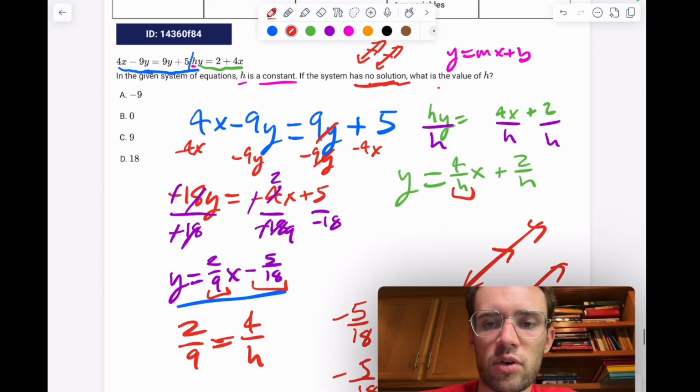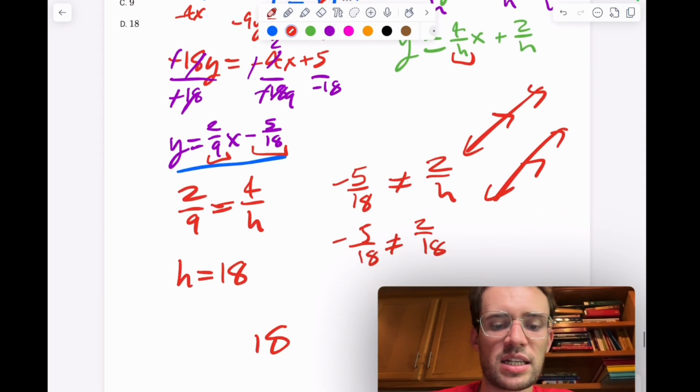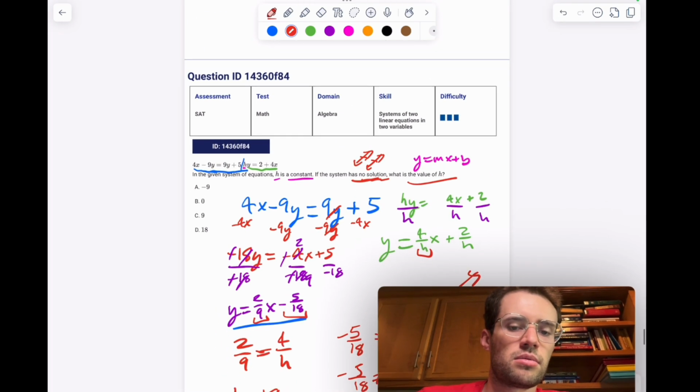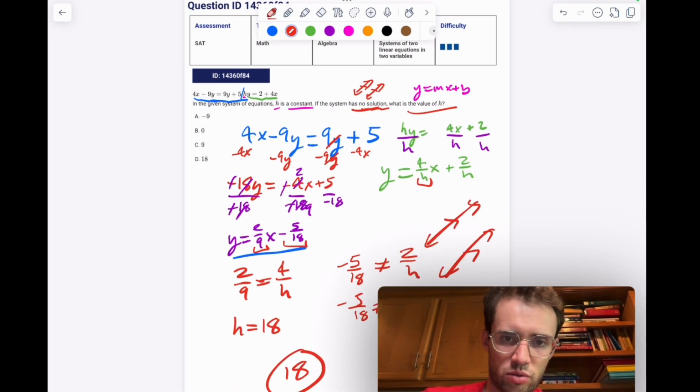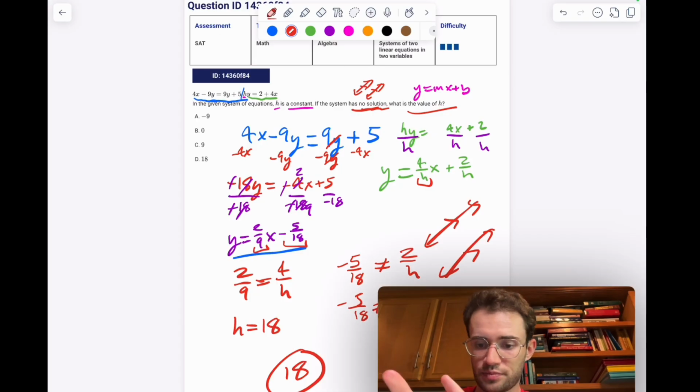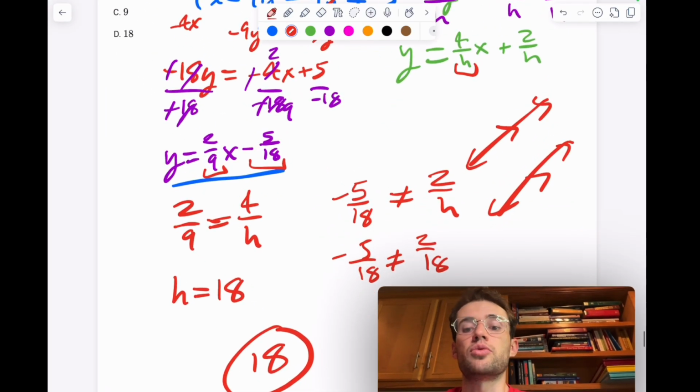Again, they're asking for what's the value of h. We found h has to be 18. And you could plug that back in. Just type it in as 18y equals 2 plus 4x. When you graph it, you'll see, even on Desmos or on a normal calculator, those are two parallel lines.